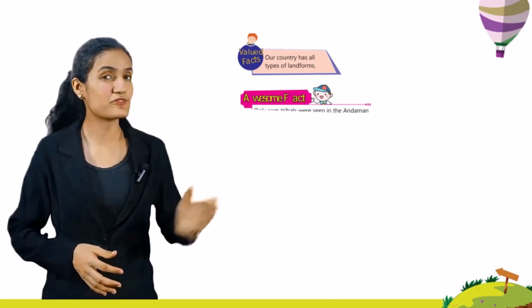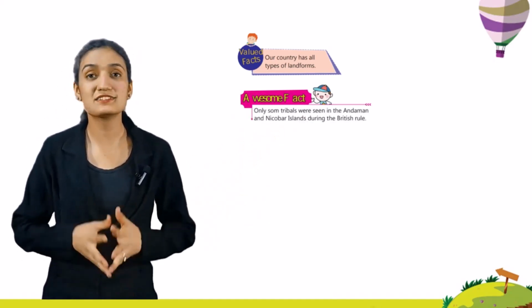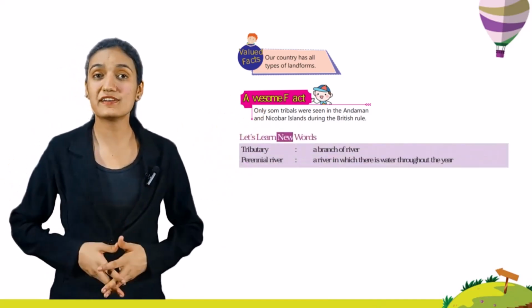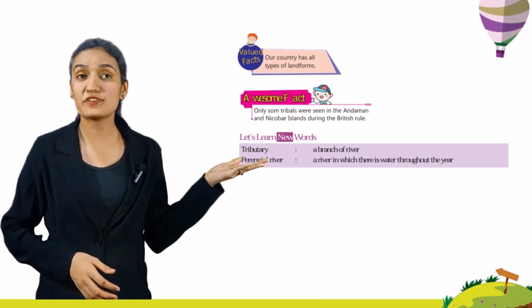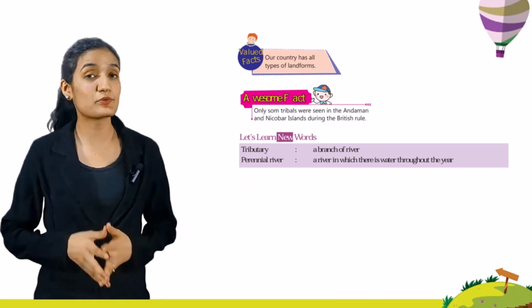Now, valued fact. Our country has all types of landforms. Awesome fact. Only some tribals were seen in the Andaman and Nicobar Islands during the British rule. Now, let's learn new words. Tributary, a branch of a river. Perennial river, a river in which there is water throughout the year.